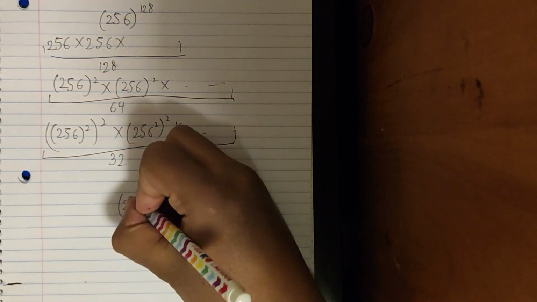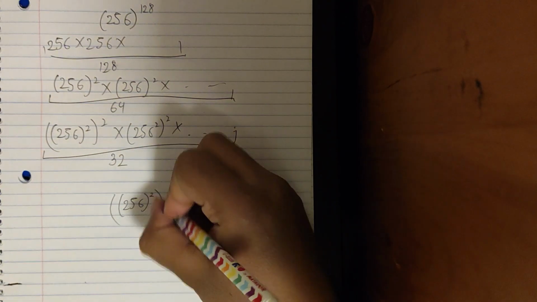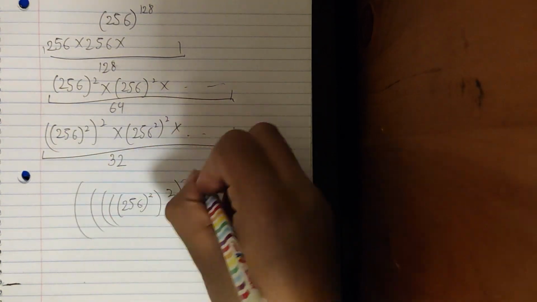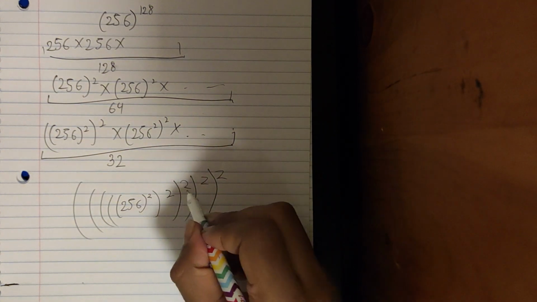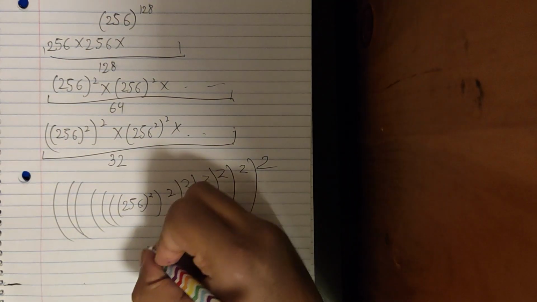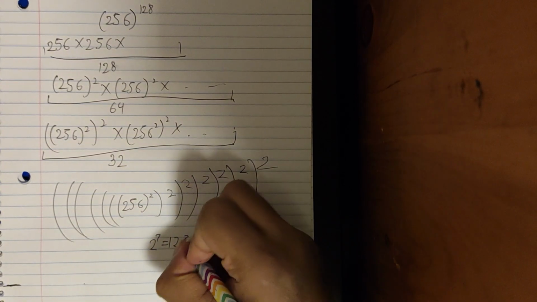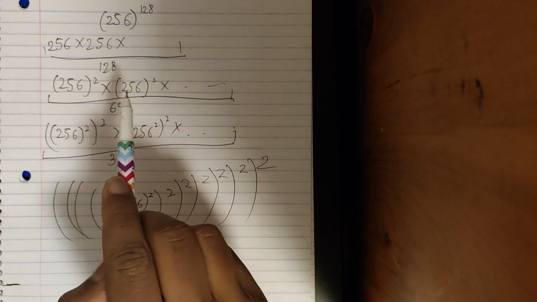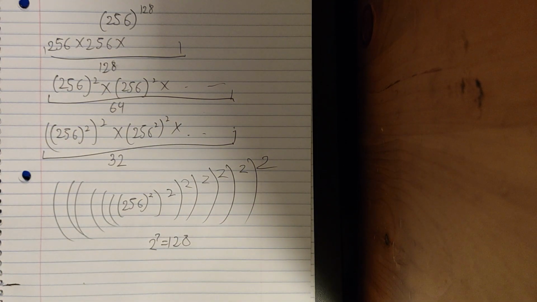If you do 256 squared, squared, and so on, that's 1, 2, 3, 4, 5, 6, 7, because 2 to the power 7 is 128. So here we are doing the same multiplication that before took us 128 steps. Now we're doing it in just 7 steps. But this is not exactly fast exponentiation.